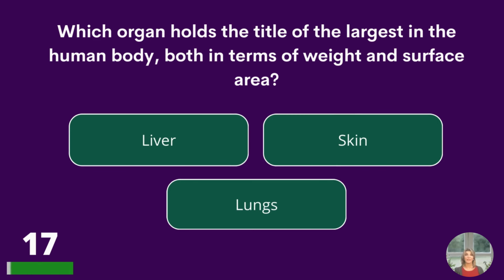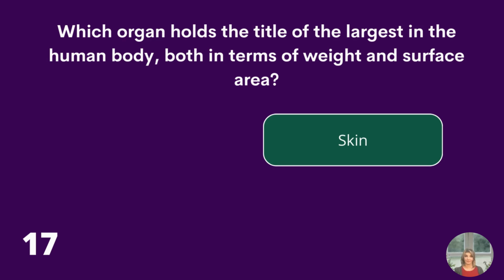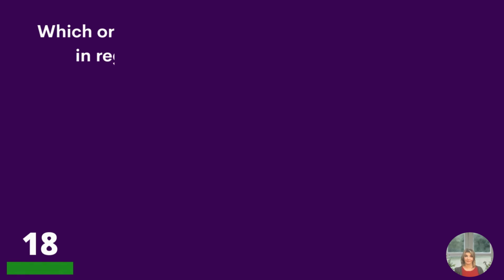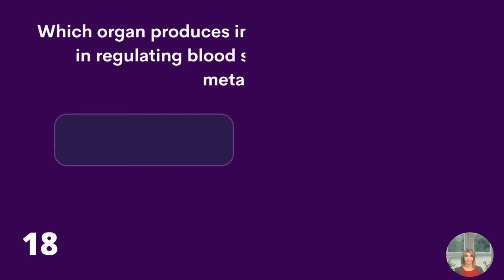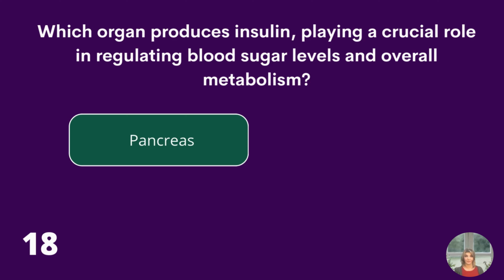Which organ holds the title of the largest in the human body, both in terms of weight and surface area? The skin. Which organ produces insulin, playing a crucial role in regulating blood sugar levels and overall metabolism? The pancreas.